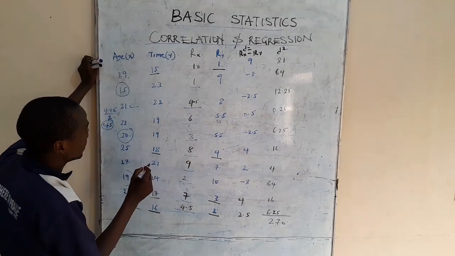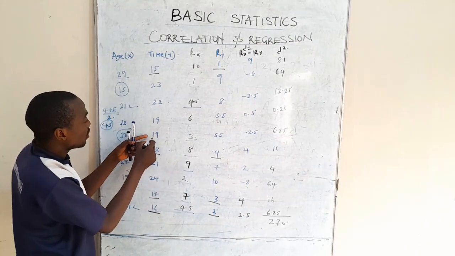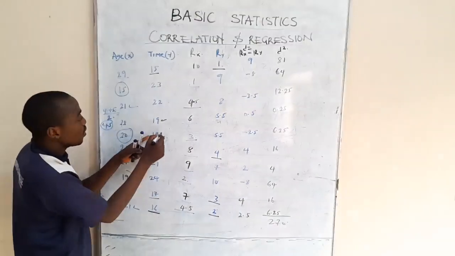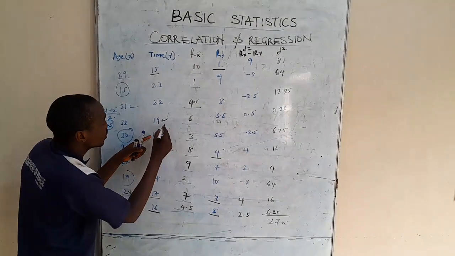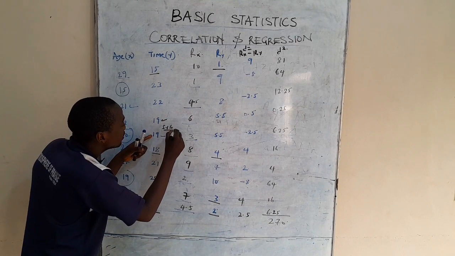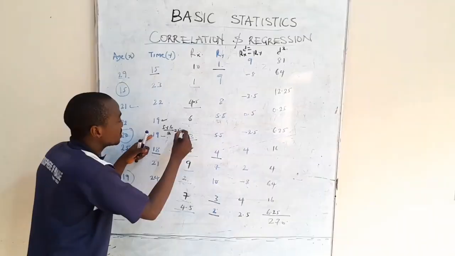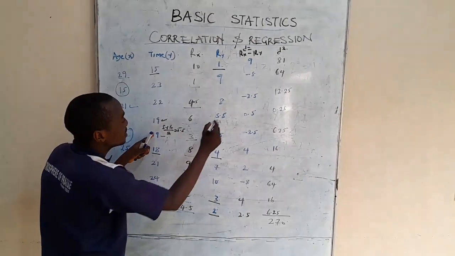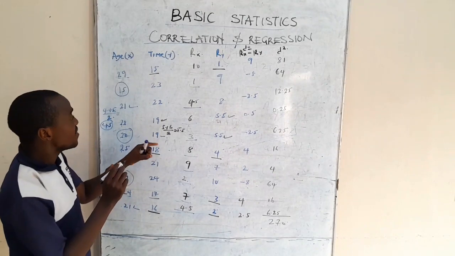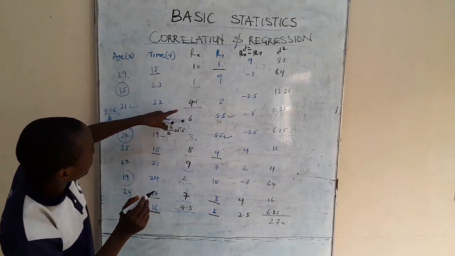Now followed by 19. But if you check here, we have a 19 here and another 19 here, like I told you earlier. So we have rank 5 and rank 6, which means we have 5 plus 6 divided by 2. 5 plus 6 is 11, divided by 2, we have 5.5. So this one is taking 5.5 and this one is also taking 5.5. Now, if you move further, what is our next rank?